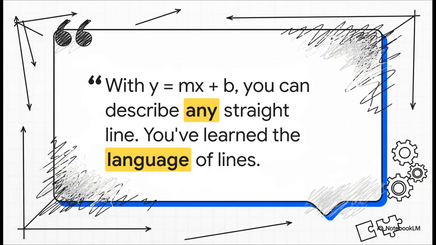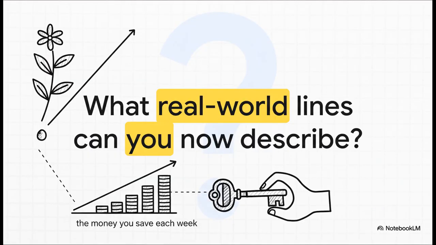What you've just done is actually incredibly powerful. You've gone from just kind of looking at a line to understanding its very DNA. With y = mx + b, you haven't just learned some formula, you've learned the fundamental language of lines. And that brings us to the end. You have the key now.